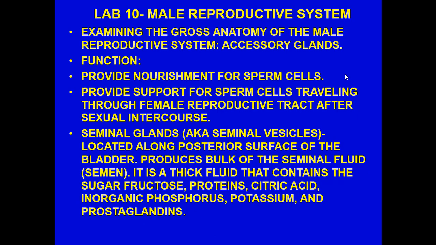Okay. Now, this seminal fluid is thick. It contains the sugar fructose, so that's going to be for energy. You're going to have certain proteins, citric acid, inorganic phosphorus, potassium, and prostaglandins. The prostaglandins are going to help with smooth muscle contractility, both in the male and to a point in the female reproductive system.